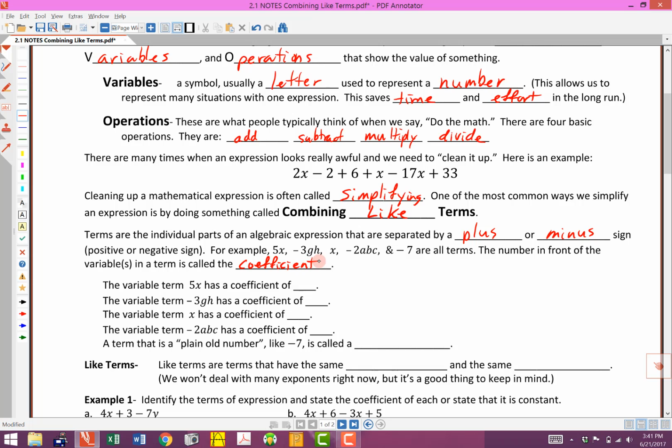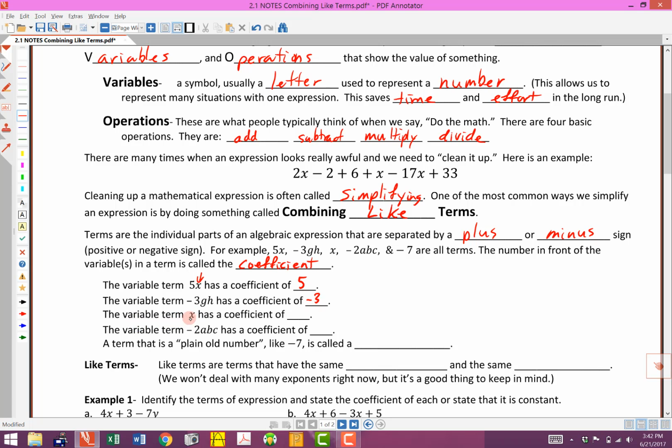Coefficient, okay? So the variable term 5x has a coefficient of, now x is the variable, and the number in front is the coefficient. So the coefficient is just the number 5. 5x is the whole term, and 5 is the number in front, so that's the coefficient. So the variable term negative 3gh has a coefficient. Again, it's just the number out in front, so that would be negative 3.